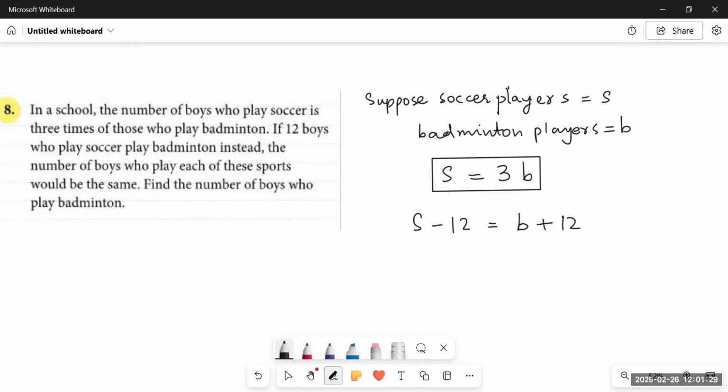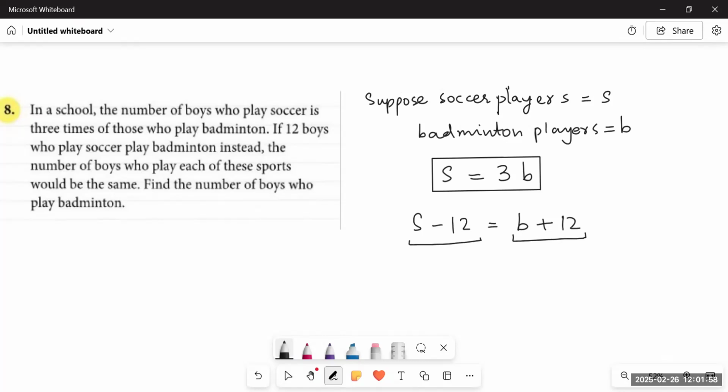Because the total number of soccer players are S and the total number of badminton players are B. And what is happening over here, when we are subtracting 12 from soccer players and adding that 12 to the badminton players, the teams of the two players are becoming the same. That is, the number of players on each side would be the same, when I subtract S with 12 and add B with 12.